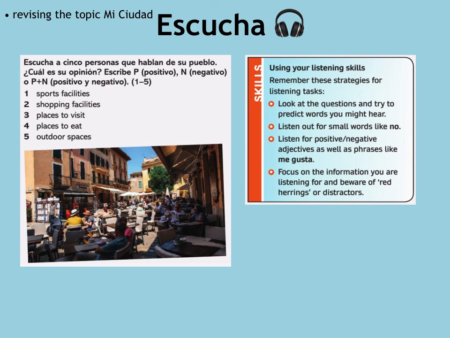A ver, las respuestas. Número 1, P, positivo. Número 2, P y N, positivo y negativo. Número 3, P y N otra vez, positivo y negativo. Número 4, negativo. Y número 5, positivo.